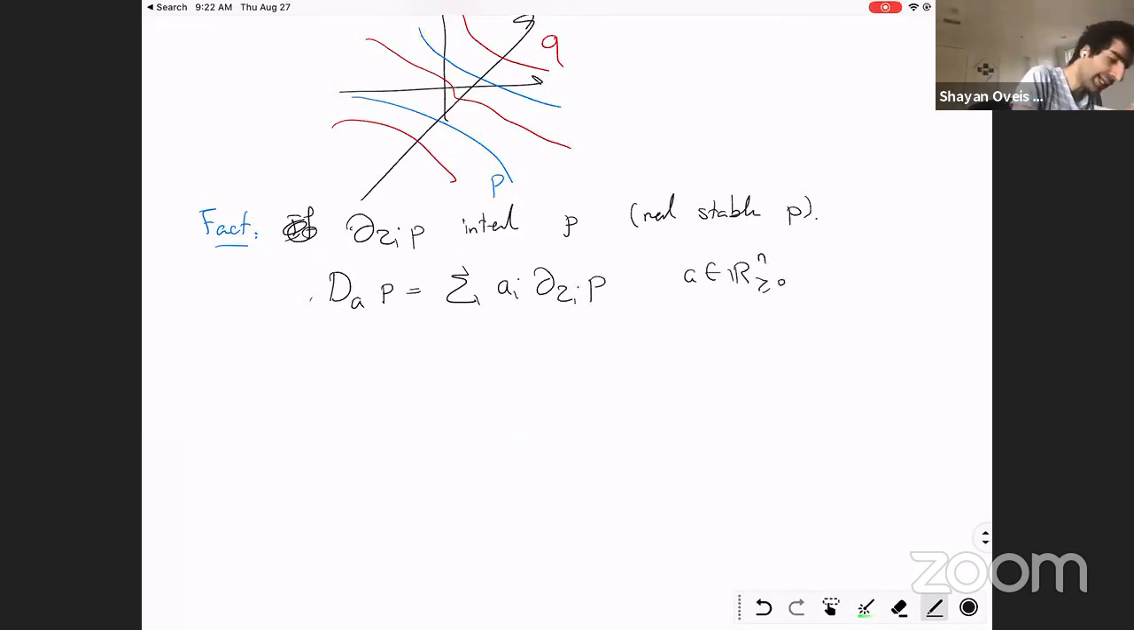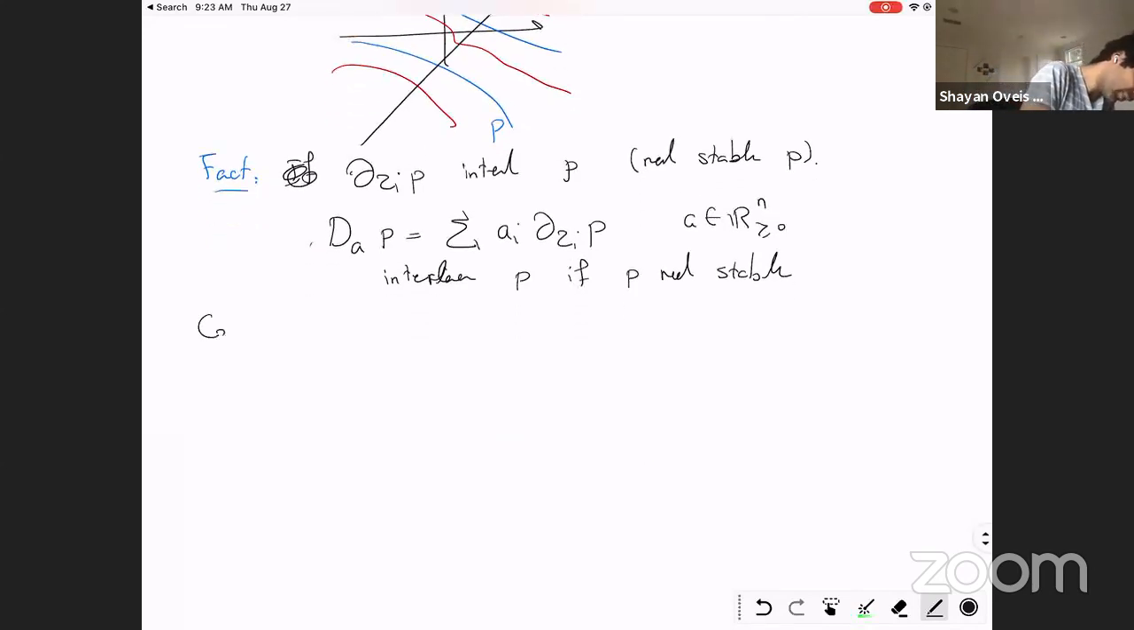Okay. So again, dA of P basically interlaces P if P is real stable, and you need A to be non-negative. So this is a directional derivative. For example, partial Z1 plus partial Z2 is one such thing. Now we go to the consequence I wanted.